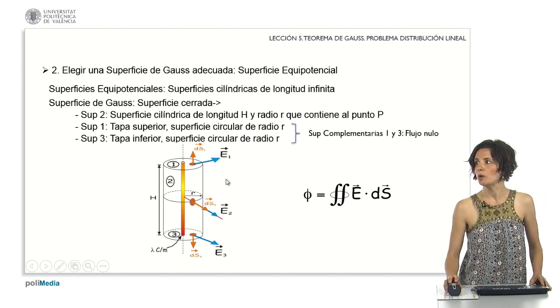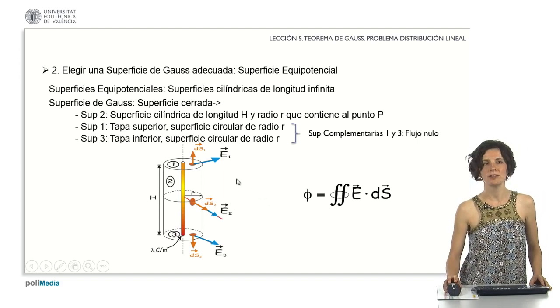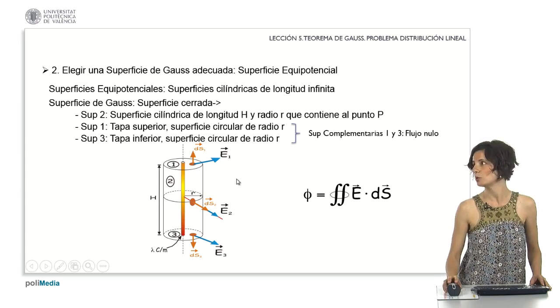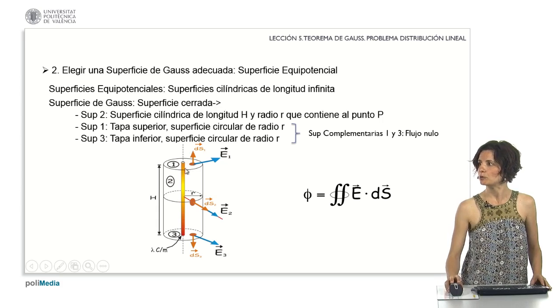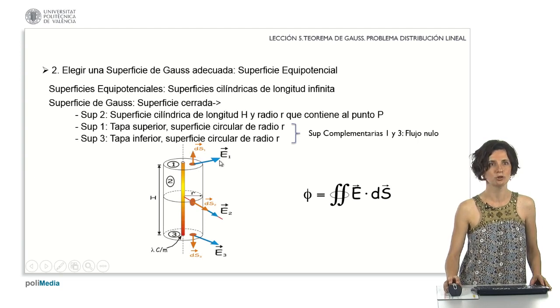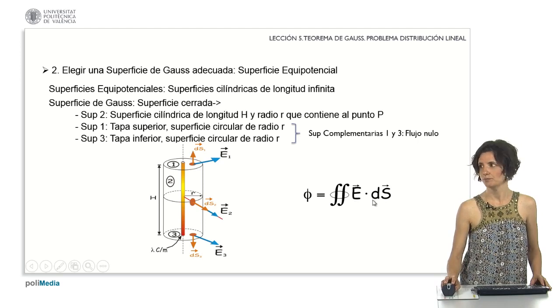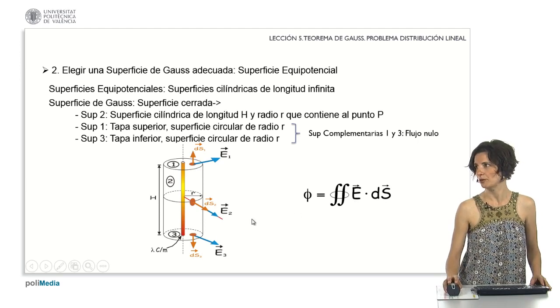These circular surfaces of radius r are complementary surfaces through which the flux is 0. Why is it null? Because if we observe, for example, surface 1, at any of its points, the differential vector of S and the electric field vector are perpendicular, and therefore this scalar product is 0. The same would be true for the lower surface.